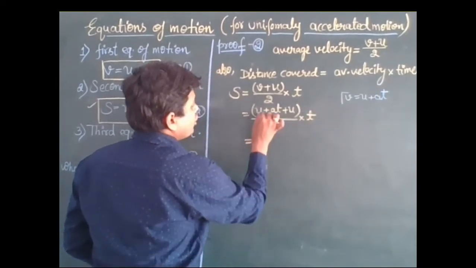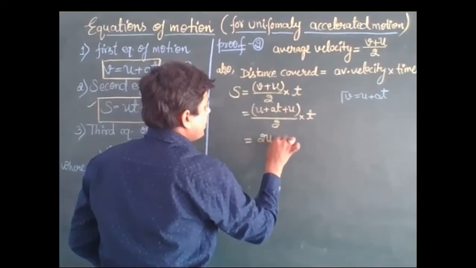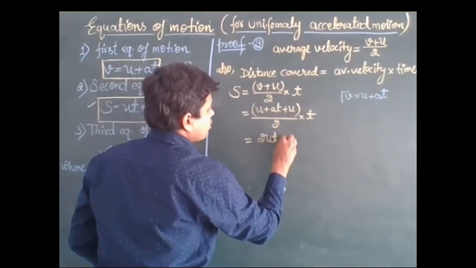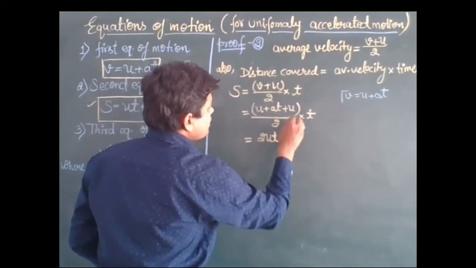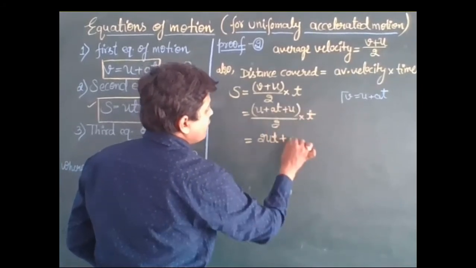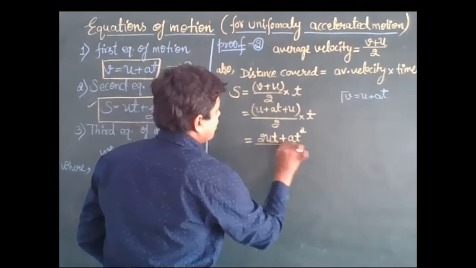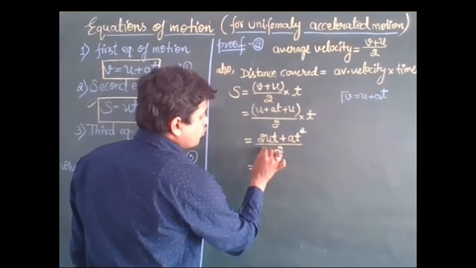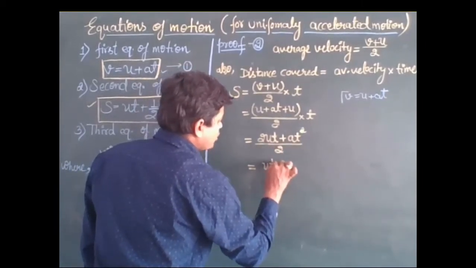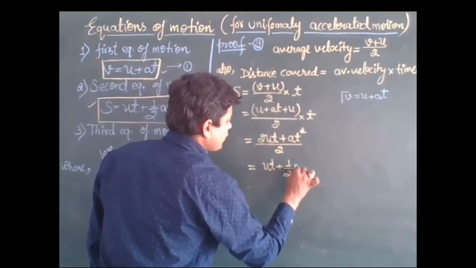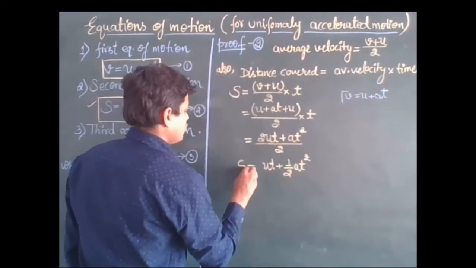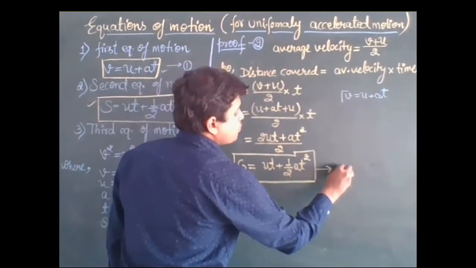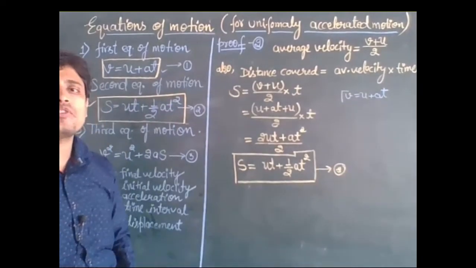Now u and u will be 2u, and when this t is multiplied inside, it will multiply both the terms. So it will be 2ut plus at square upon 2. Now take the 2 common with both the terms, then here will be ut and here will be half at square. This is the proof of the second equation of motion.